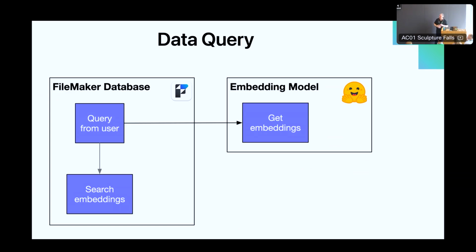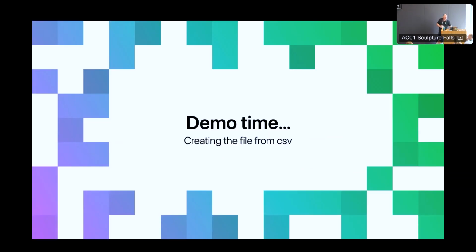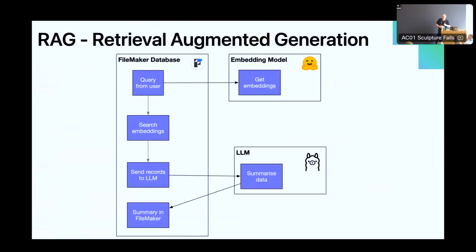And we can then extend that a bit further to implement retrieval augmented generation, where we do the same thing. We search the embeddings, we get the results back, we take those results and feed them to a large language model, which can summarize them, and then send that back to FileMaker, and we can then see that in FileMaker.